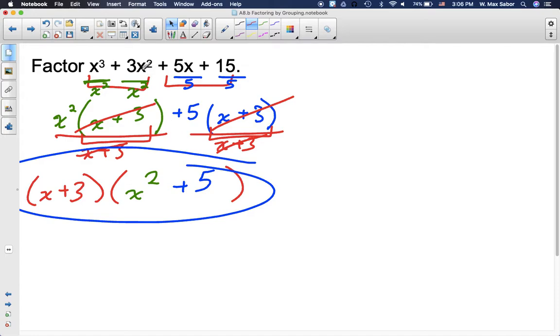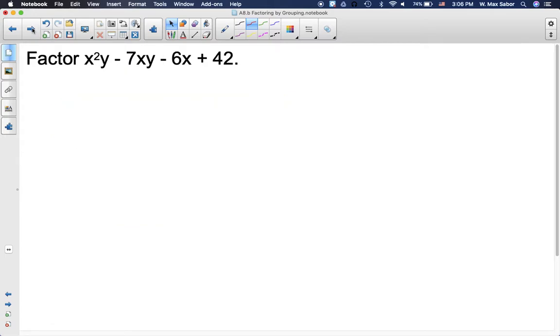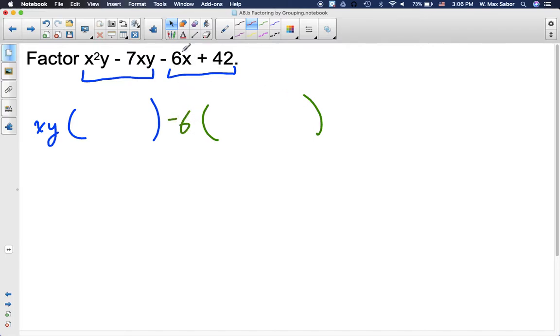If you multiply this out, you would get back to the original, but we're not doing that. We're trying to factor. Factoring and simplifying polynomials are opposites. So here, let's try it again. We're going to factor each of these binomials. So this one, it looks like they're both divisible by xy. And for the second polynomial, it appears they're both divisible by negative 6.